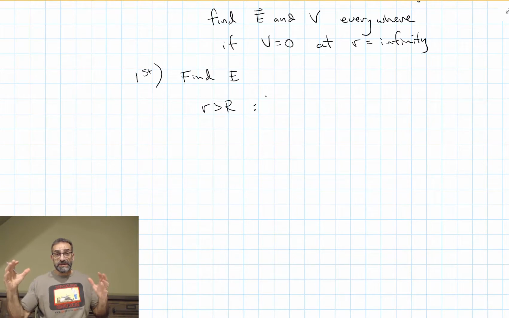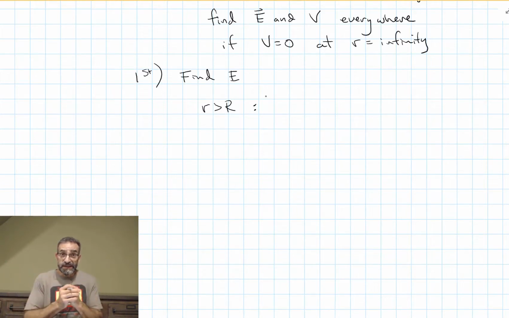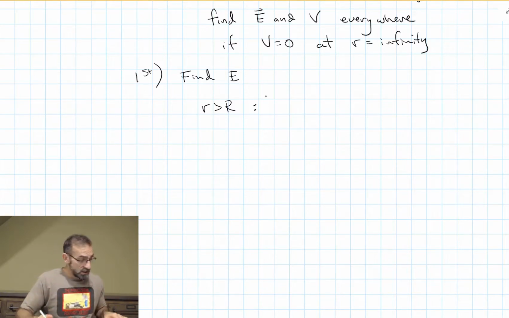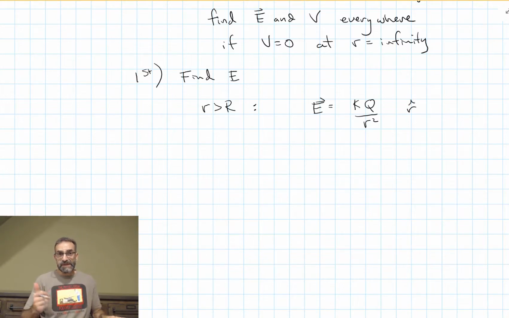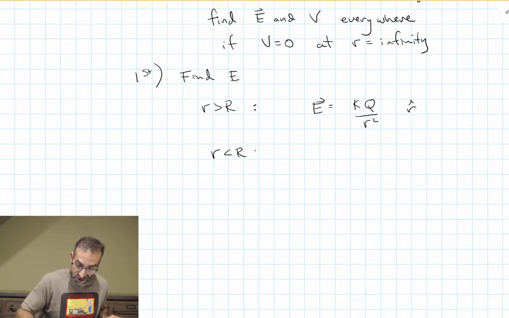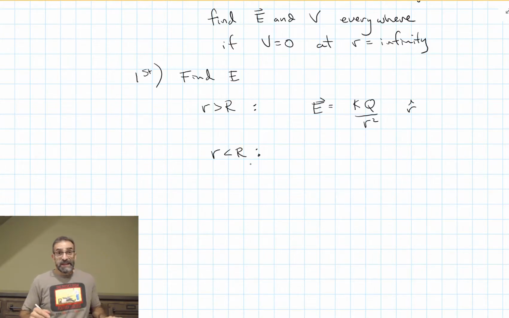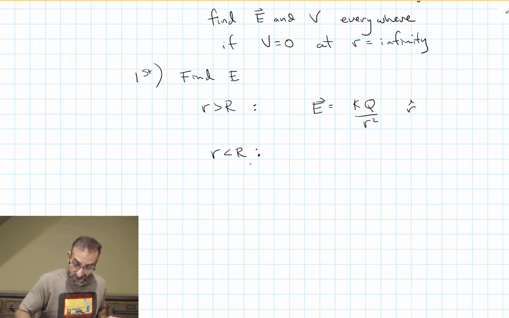If we're outside of our spherical charge distribution, this just looks like a point charge at the origin. We could use Gauss's law to show that. We know that the electric field outside of our charge distribution is kq over r squared. And it's positive charge, so it's going to point radially outward. Inside of our charge distribution, we can use Gauss's law and come up with the electric field.